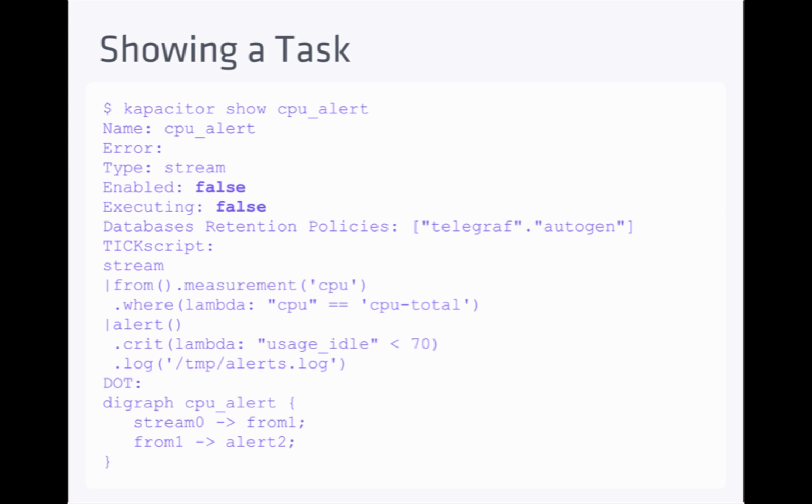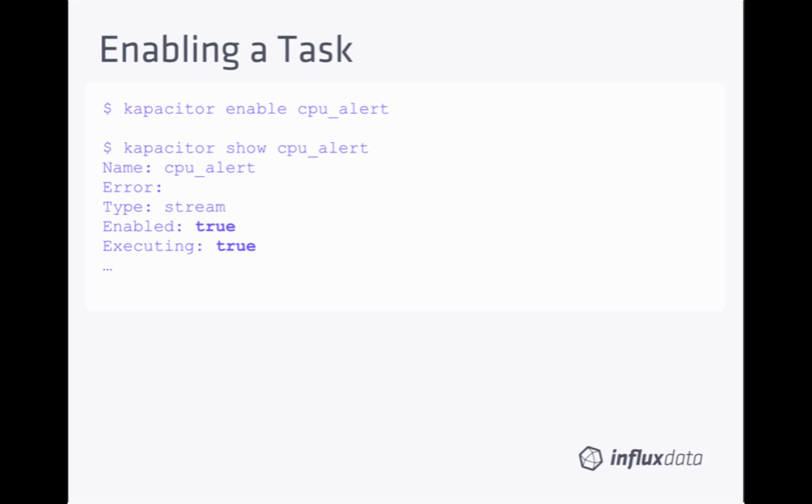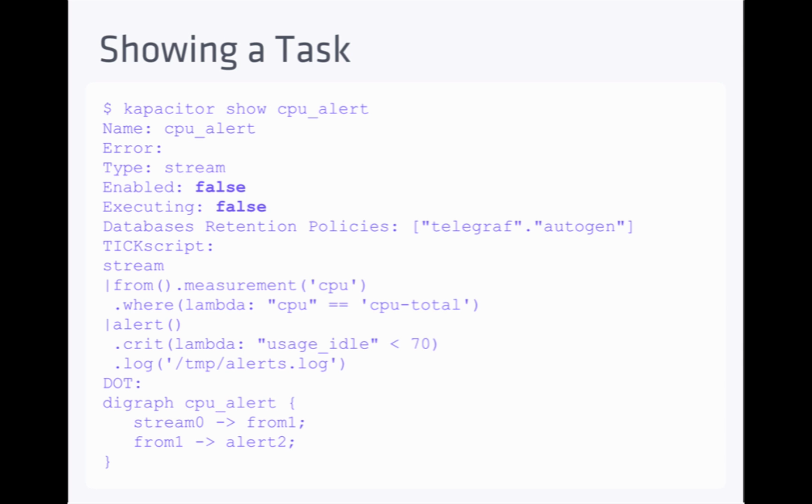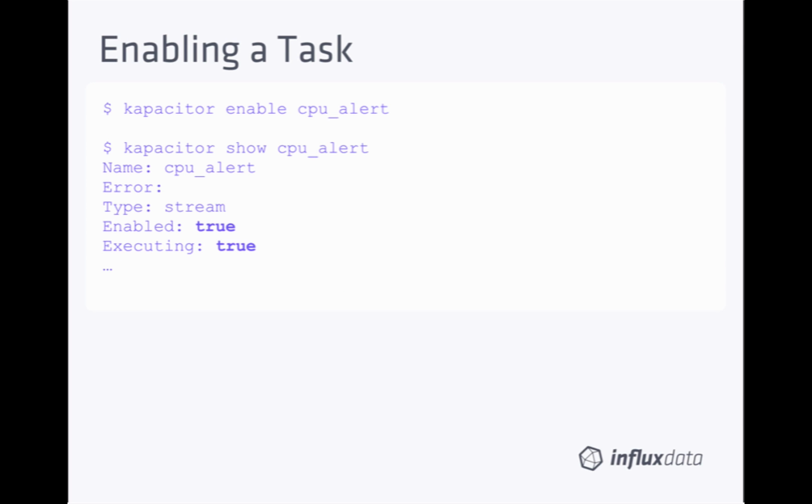So obviously, if you have joins, many more piping operations, there's going to be more nodes in that. And once you've gone ahead and enabled that cpu_alert task, it'll give you more information about how much data is flowing through each of those nodes. And once you enable it, you should see enabled and executing both equal true.